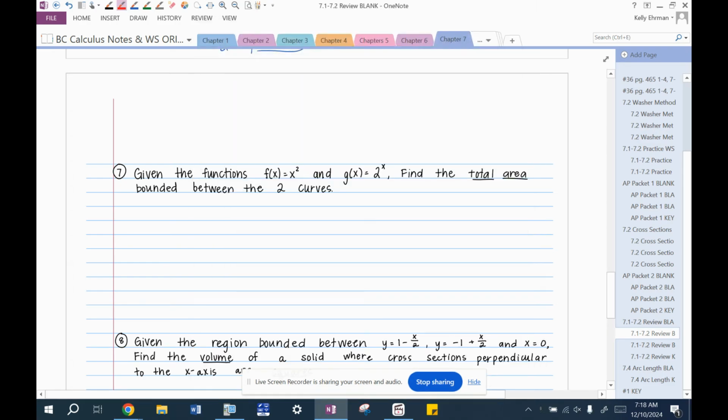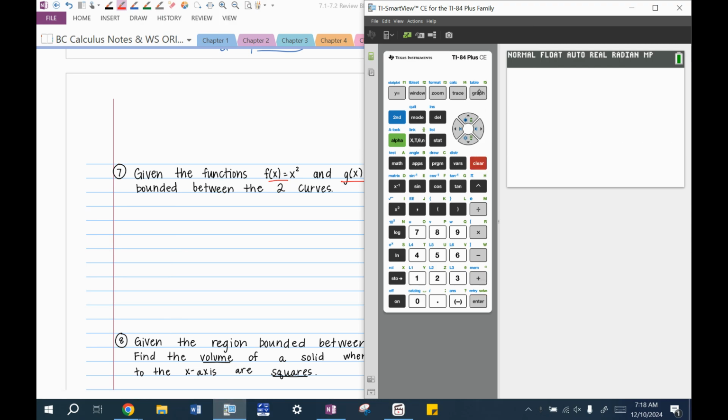All right, last couple problems on the review. This one says, given the functions f of x equals x squared and g of x equals 2 to the x, find the total area bounded between the two curves. Normally, total area means throw an absolute value around something. But actually, this is just because x squared and 2 to the x intersect in two different places. So let's take a look.